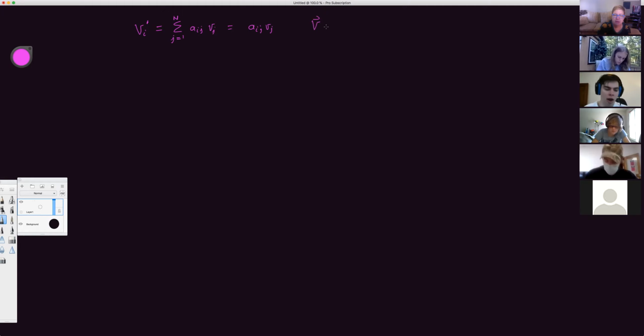So if I have a vector in the prime coordinate, I can write it as our transformation matrix, or sorry, rotation matrix or transformation matrix. I'm just going to use R. Well, maybe it's better to use A, because it makes sense to use the same letter as the little components of the matrix. So A, that's a matrix, times V in the unprimed, right? So this is the rotation or transformation matrix.